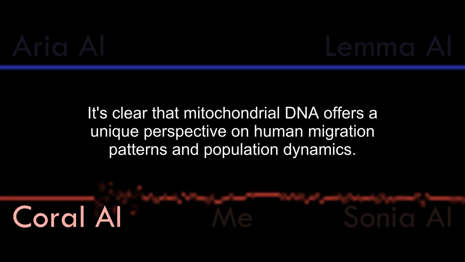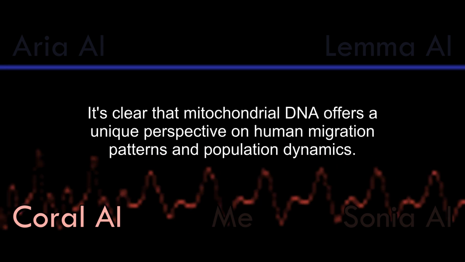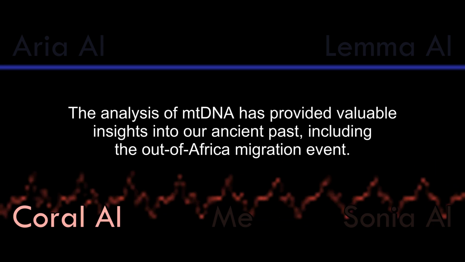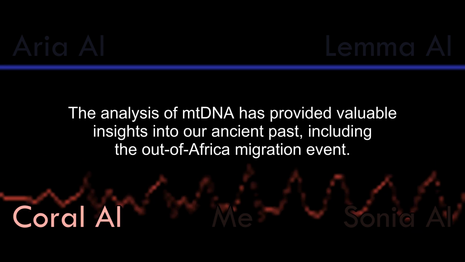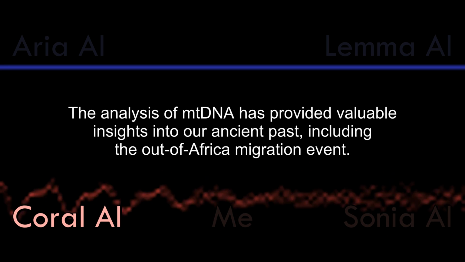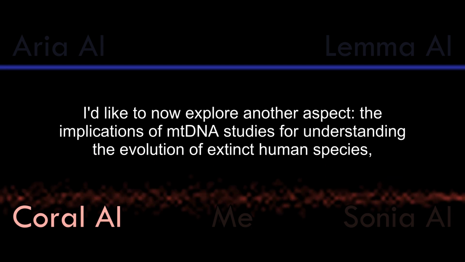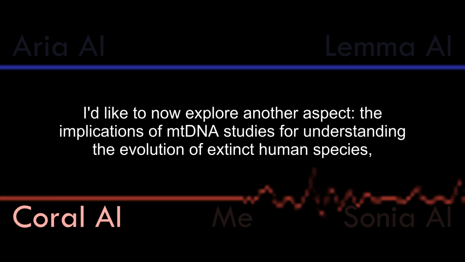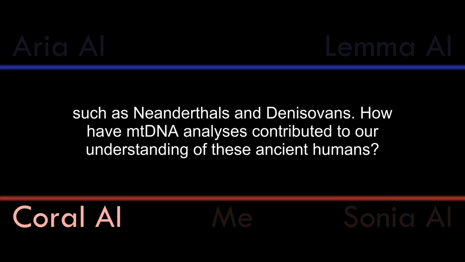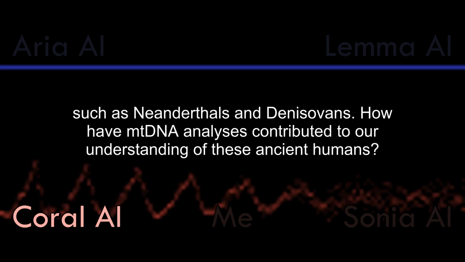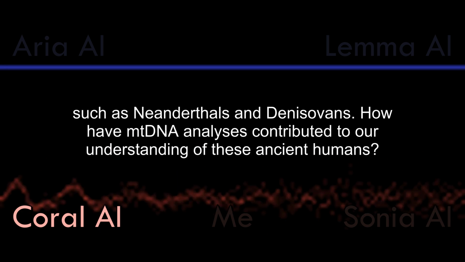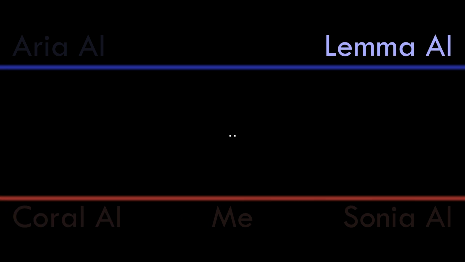It's clear that mitochondrial DNA offers a unique perspective on human migration patterns and population dynamics. The analysis of mtDNA has provided valuable insights into our ancient past, including the out-of-Africa migration event. I'd like to now explore another aspect of the implications of mtDNA studies for understanding the evolution of extinct human species, such as Neanderthals and Denisovans. How have mtDNA analyses contributed to our understanding of these ancient humans?